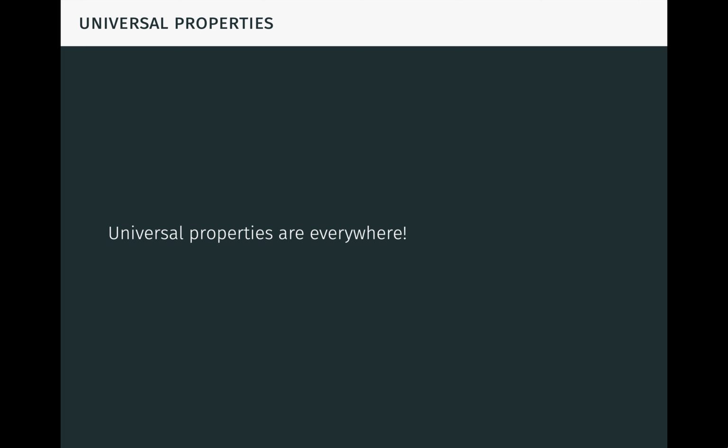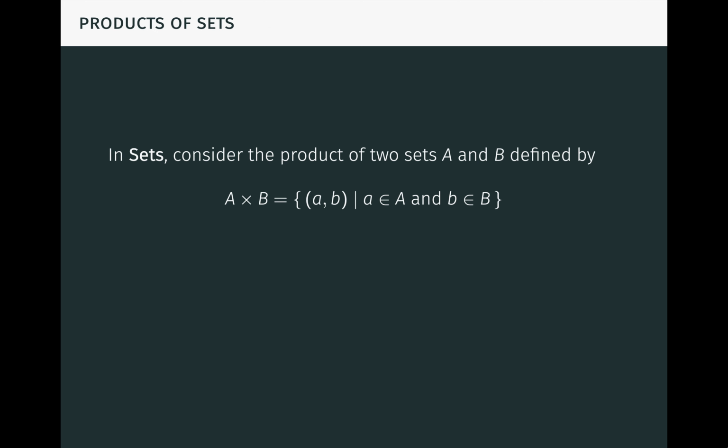Like categories and functors, universal properties are everywhere. We now look at some examples. First, in the category of sets, consider the Cartesian product of two sets A and B, which consists of all ordered pairs of elements of A and B.